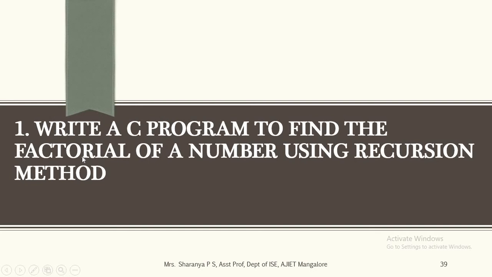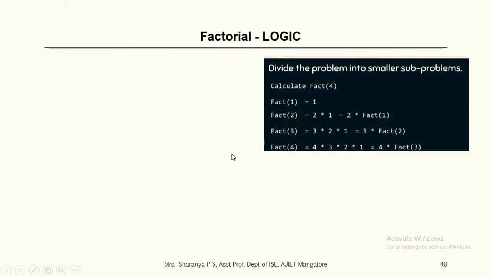In the previous sessions, I have already discussed in detail how to find the factorial of a number. Here a small change is that we have to perform the same operation using a recursive function. So, what is the main logic of finding the factorial? We already know that the factorial of any given number, say for example 4, is nothing but 4 into 3 into 2 into 1. That will yield the final result.